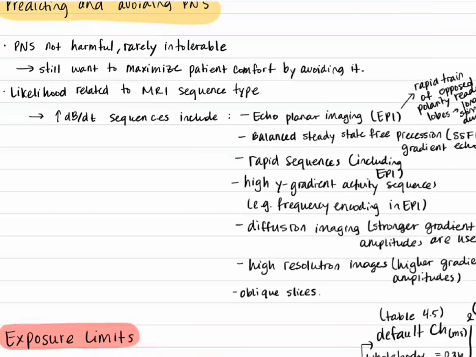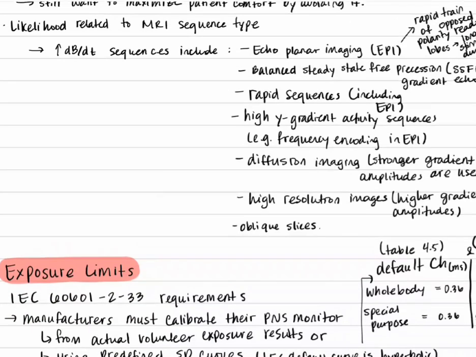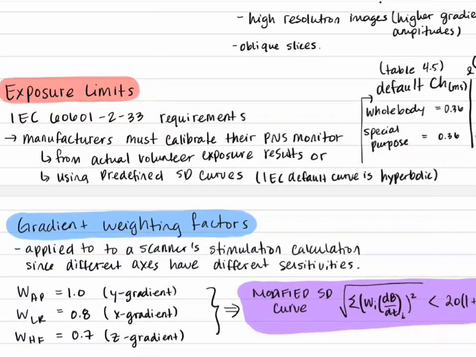sequence being applied. So rapid sequences like echoplanar imaging sequences have higher rates of PNS. Also, any sequence with high Y gradient activity, such as frequency encoding in EPI, diffusion imaging, where you have stronger gradients, high resolution images with higher gradients as well, and oblique slices.